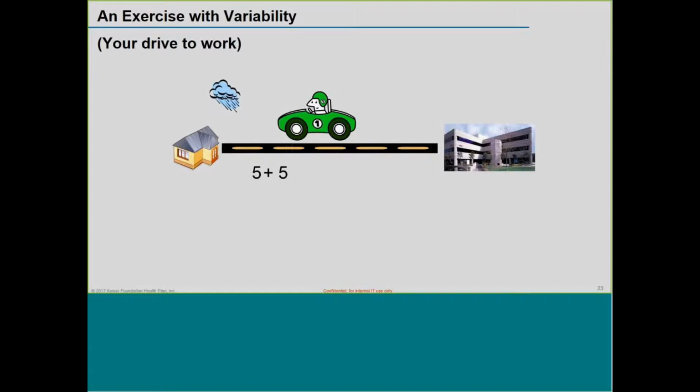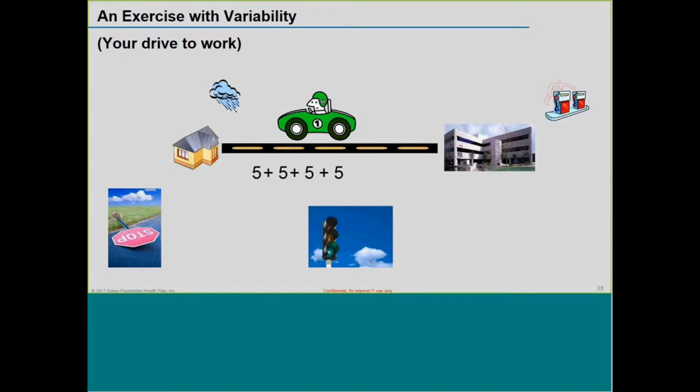Let's look at an example or take an exercise within variability. Let's say it takes you 5 minutes to drive to work. Along the way to work, we are going to encounter variables like stop signs and rain, stoplights. We may have to stop and get gas. We may get a flat tire. Or we may encounter construction or other obstacles along the path, turning our 5-minute drive to work into a 25-minute drive to work.